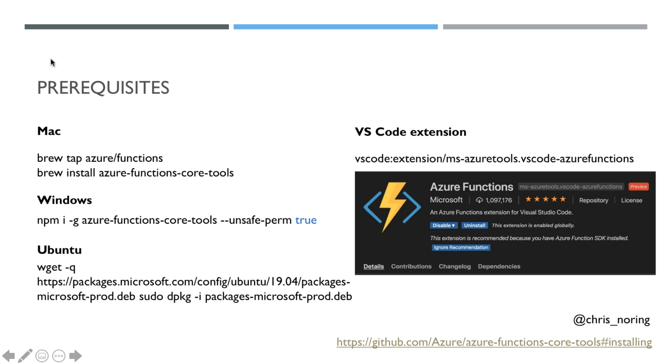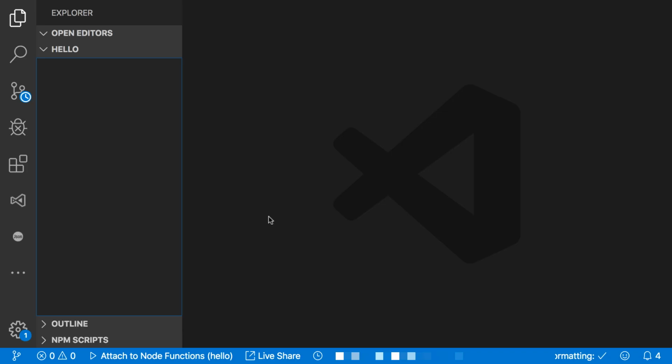And here on the right is an extension for VS Code that I highly recommend using because it helps us to scaffold code, debug code, and also deploy to the cloud. Okay, we are now inside of VS Code and we are about to scaffold a function app. And inside of that function app, we'll also add functions.